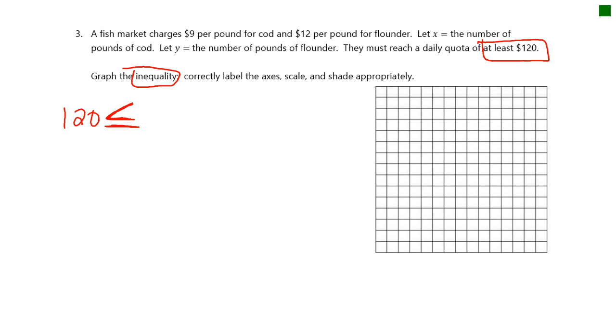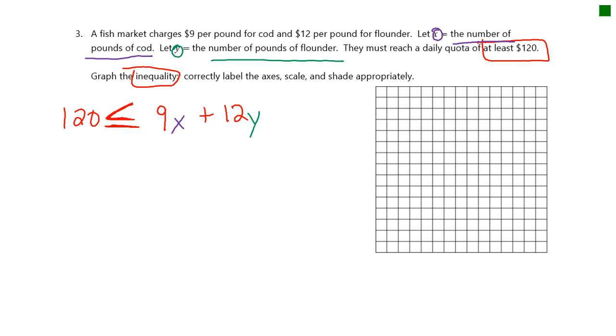Everything else has to be greater, so it's going to be $9 per pound for cod, and they told you right here, X is the number of pounds of cod. We don't know how many pounds, so it's going to be X, plus $12 per pound for flounder. Look at this, Y is the number of pounds of flounder.